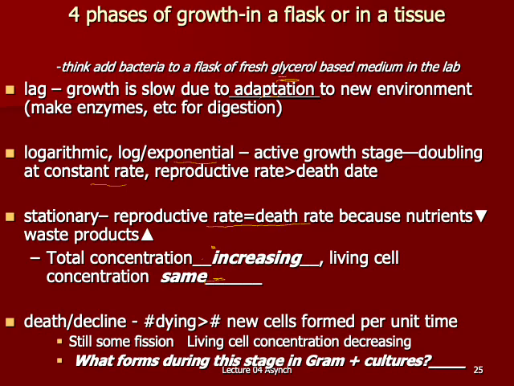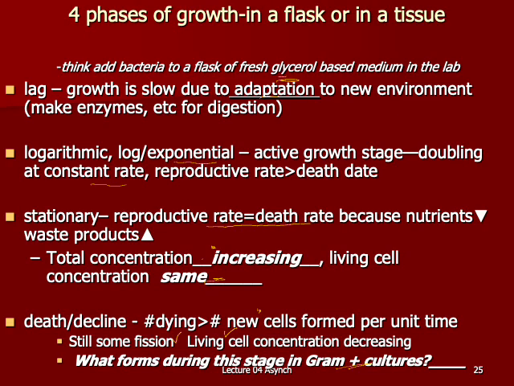And then finally, when you get to death and decline phase, the concentration dying exceeds the number that are being born. So the death rate is higher than the birth rate. So overall, the concentration of living cells, the viable cell concentration, goes down. Now there's still some fission happening, but the living concentration is going down because the death rate is bigger than the birth rate.